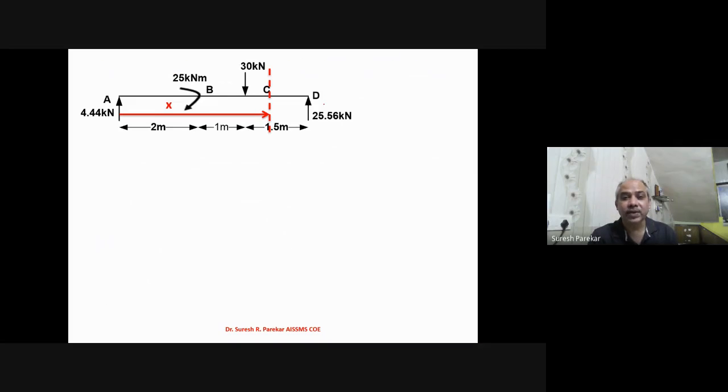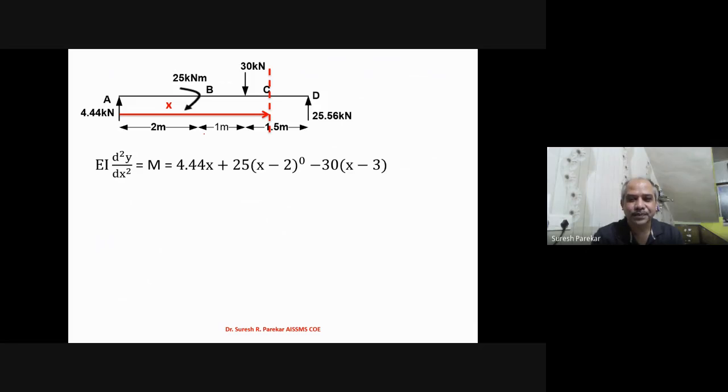And now we have to write down the equation. Now we should be very careful. In the first compartment, if I see from A to B, I have 4.4 into X. If I go from B to C, then 4.4 into X will be as it is, and then this will be plus 25 into (X minus 2) to the power 0. That is again the most important one. And then we have the third term, which is minus 30 into (X minus 3). So you can see this equation.